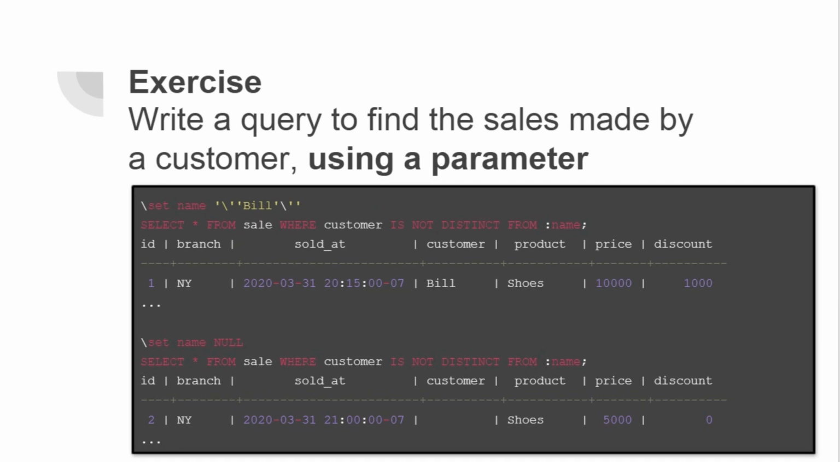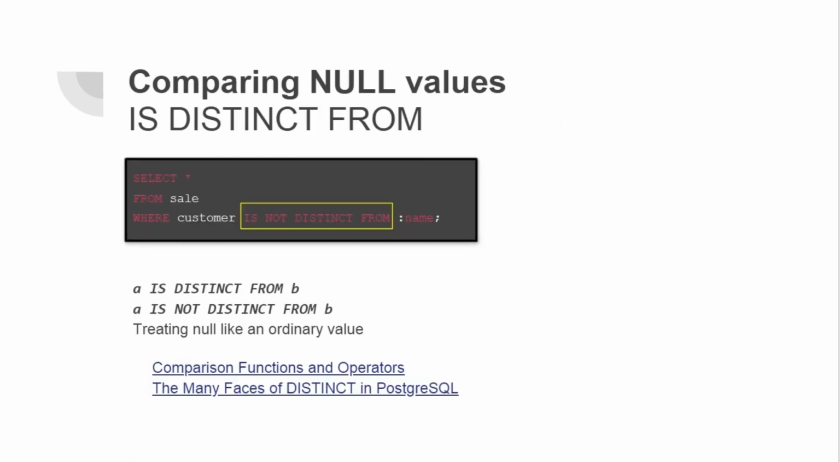So let's see it in action. You see, we set the name here to bill. So select from sale where customer is not distinct from name, okay? And we get the expected result. And with the exact same query, we can use null for the name variable, and we will get the expected result, okay?